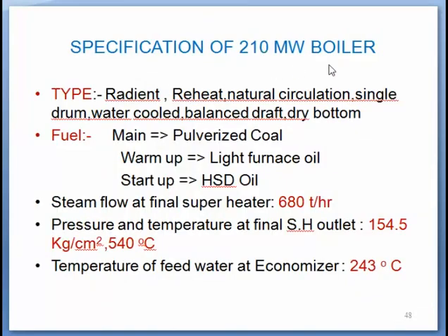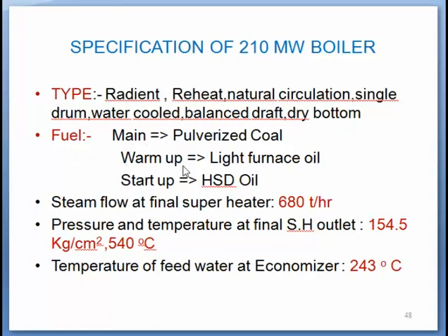The specification of the 210 megawatt boiler: basically it is a radiant type, reheat because we are using a reheater, natural circulation. Generally in the 210 megawatt boiler we are not using any circulating pump or CW pump. It is single drum, water cooled, balanced draft and dry bottom. The fuel we are using, the main fuel, is pulverized coal.